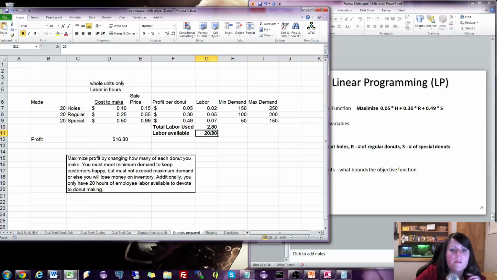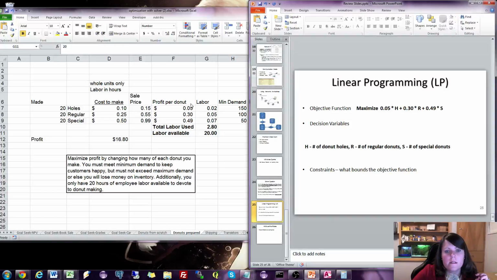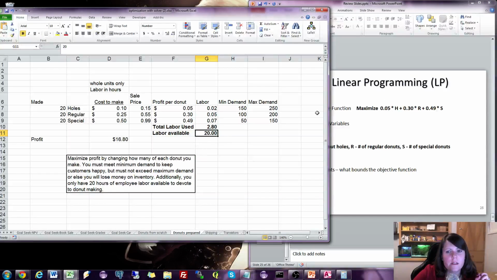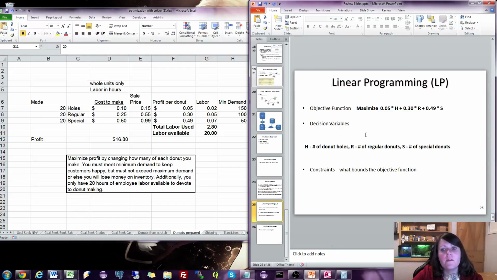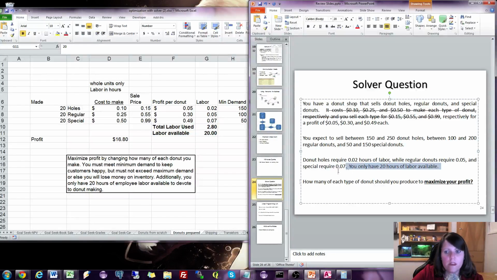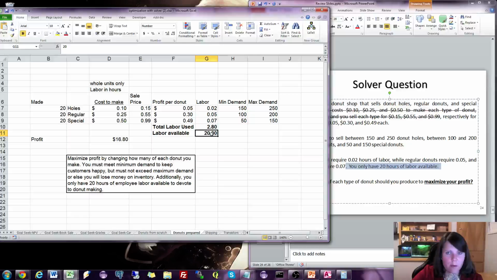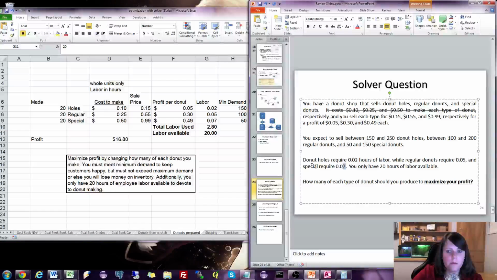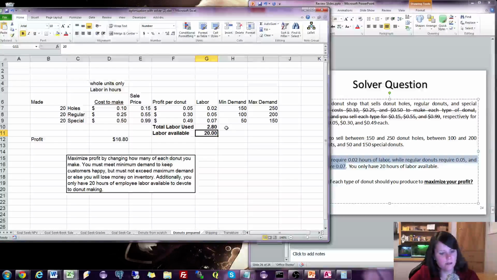Okay, labor available. Sometimes I think it's going to be set for you, but just to point out the difference between the labor available and the total labor used. Labor available is just a constant number that we have in the problem. So you only have 20 hours of labor available. That's why we have this here. But we have our labor used as a function.